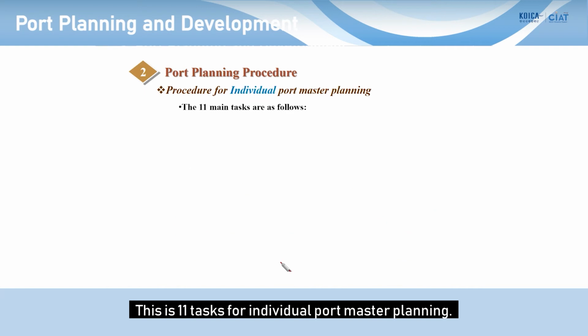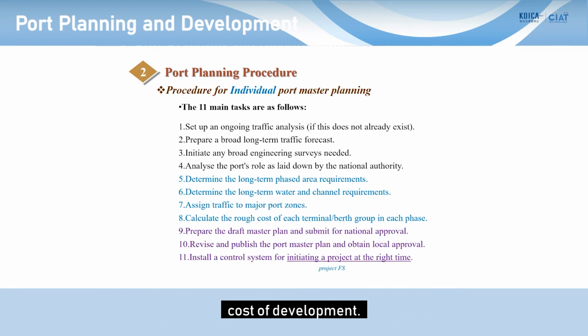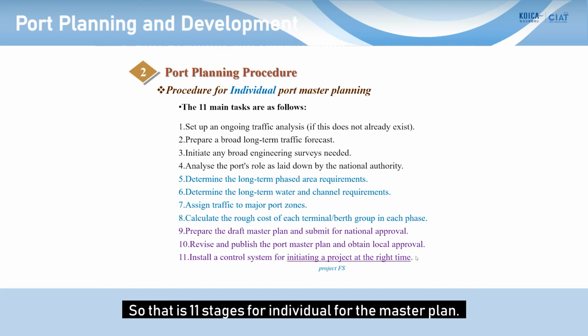These are the 11 main tasks for individual Port Master Planning: long-term and short-term traffic analysis, broad engineering survey, calculation of rough cost of development. In this process, there is serious discussion and feedback on the individual port master plan with the central and local government. And finally, install a control system for initiating a project at the right time. So that is the 11th stage for the individual port master plan.